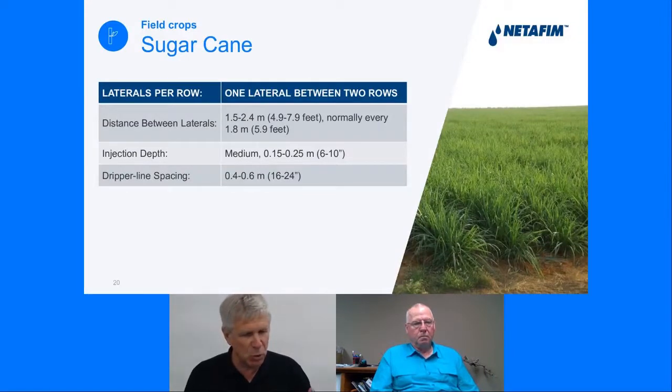When we are speaking about sugarcane, the distance between the laterals, first of all, we are speaking about one lateral between 2 rows. The distance can be between 1.5 to 2.4 meters. Normally, we're speaking about 1.8 in general. Injection depth normally is medium, between 0.15 to 0.25 meters. And the dripper line spacing is between 0.4 to 0.6 meters.